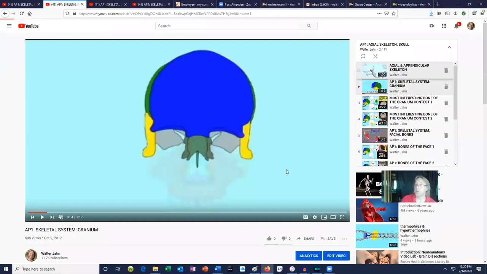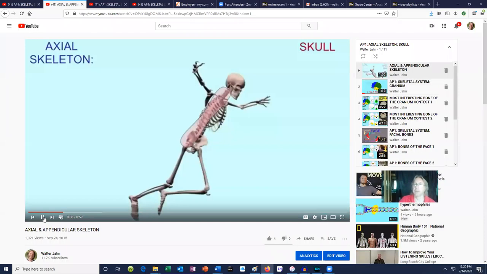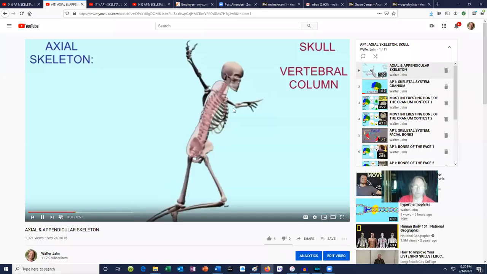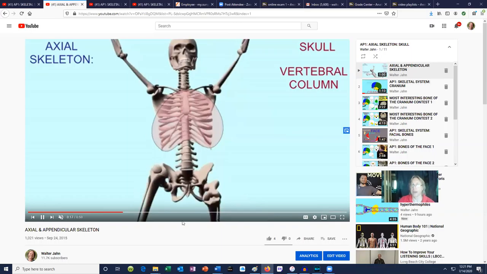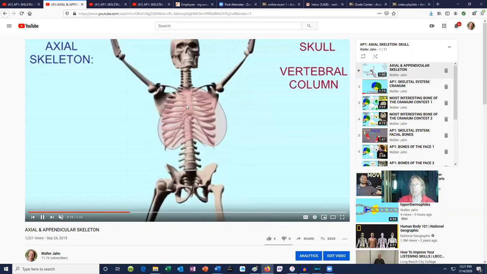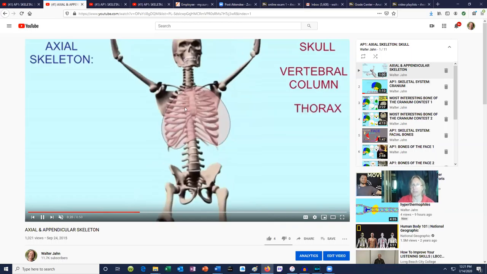Obviously, if one were hoping to perhaps study physical therapy or occupational therapy or radiology, one might then want to know all of the bones of the body. So just a quick introduction: the first thing we do with the skeleton is split it into what's called an axial skeleton and an appendicular skeleton. The axial skeleton is composed of that which goes up and down the long axis of the body: the skull, the vertebral column, and then the thoracic cage.